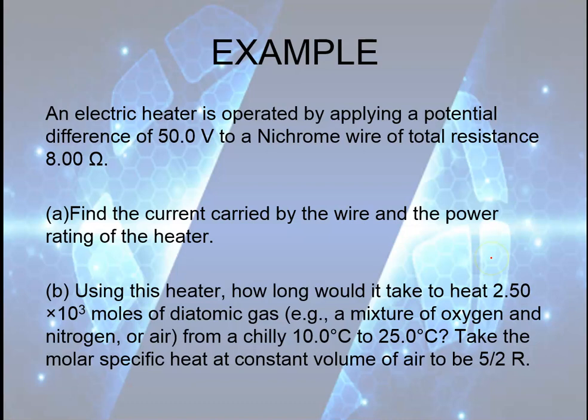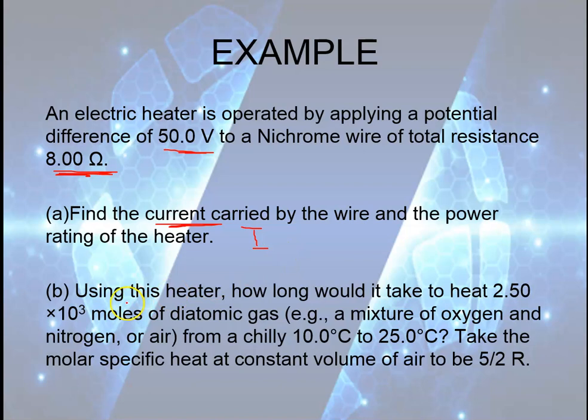So I have an example here. I have an electrical heater which operates by applying a potential difference of 50 V to a nichrome wire with a total resistance of 8 ohms. My first question asks to find the current, so I need to find I.